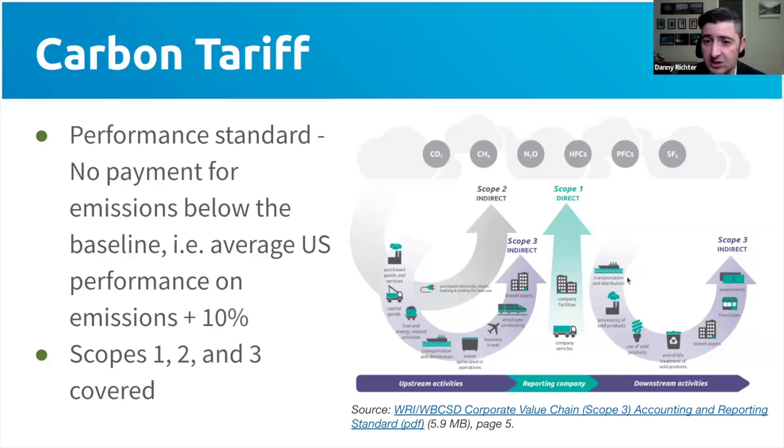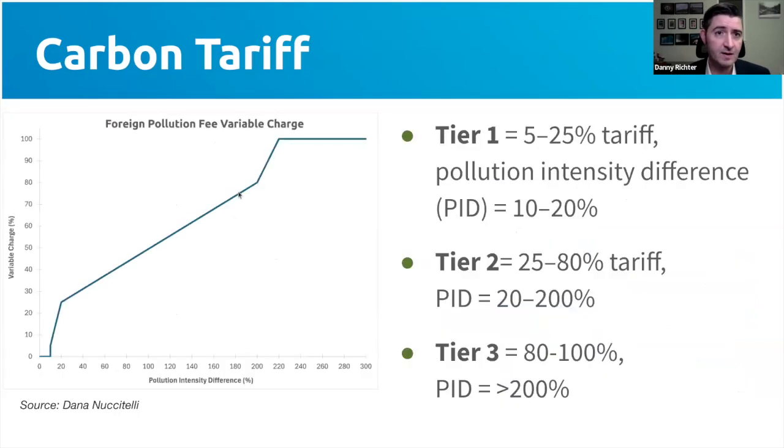So it's the transportation and distribution, it's the emissions in purchased goods and services. And so it's really difficult to account for, but the Foreign Pollution Fee Act would be going after those. And I'll say this again later, but it also goes after all of these emissions here. So this is actually a change from the first version. It's not just going after carbon dioxide equivalent, it's going after methane, NOx, hydrofluorocarbons, perfluorocarbons, and sulfur hexafluoride. So I think that's pretty remarkable.